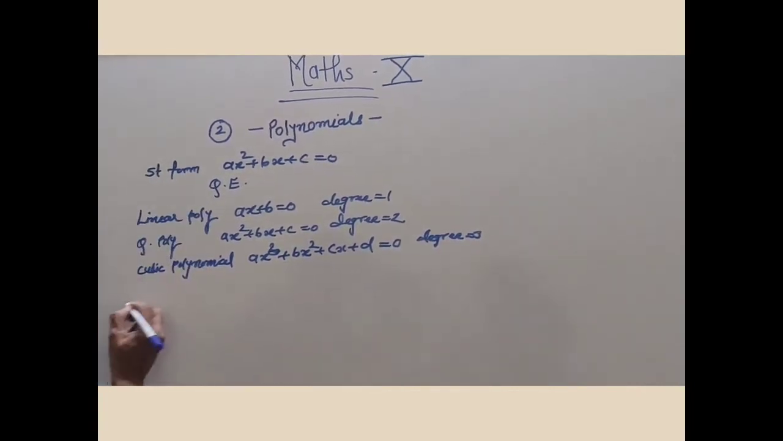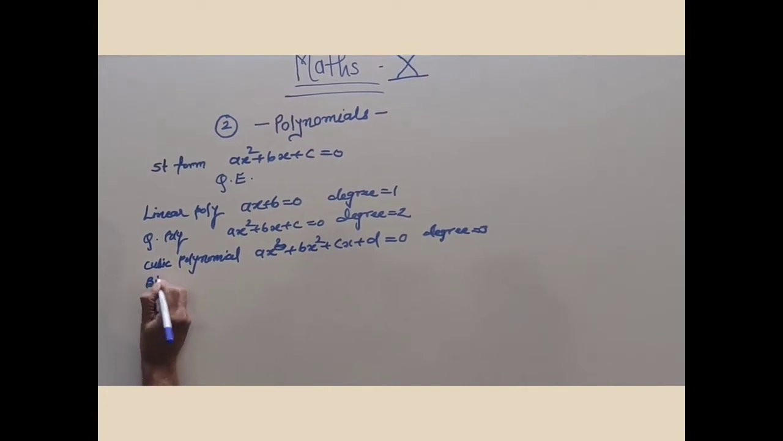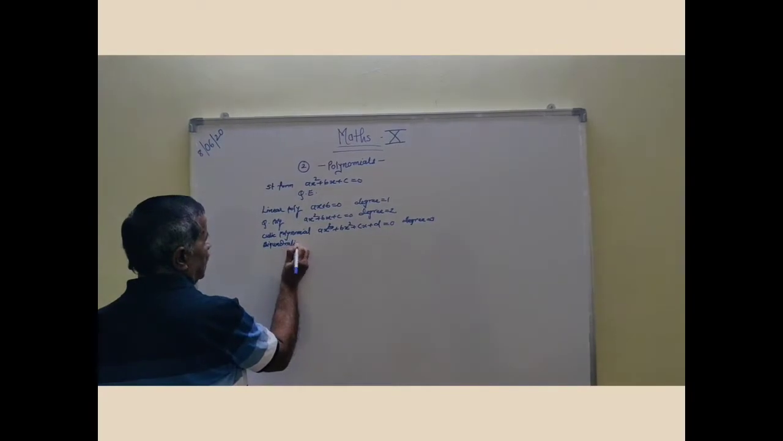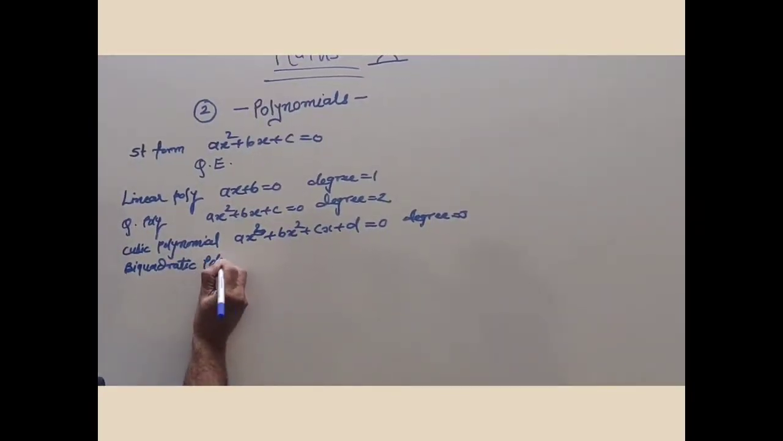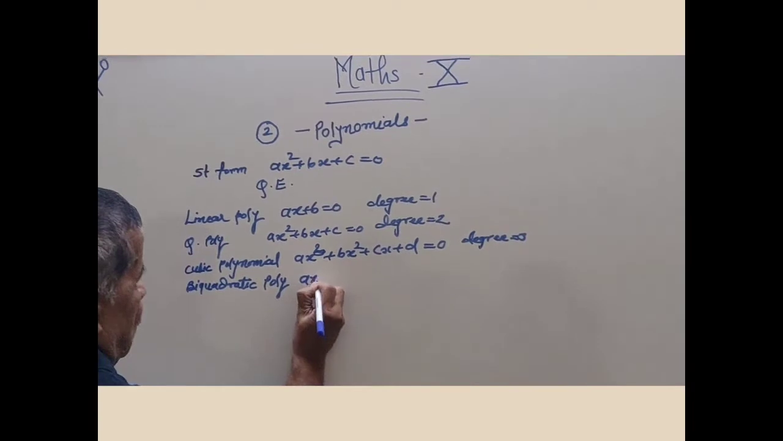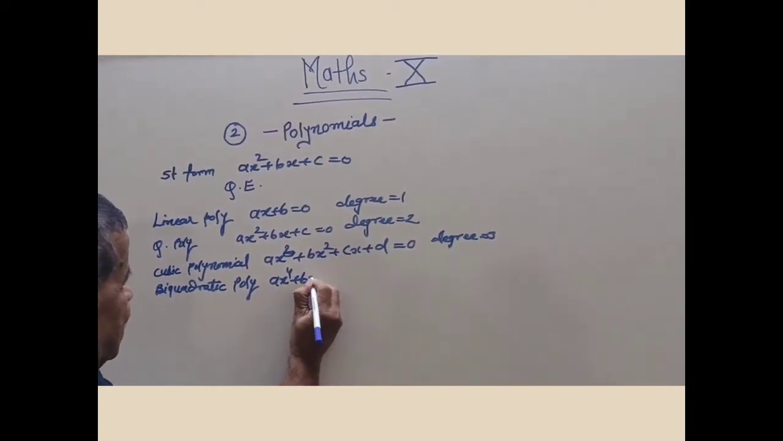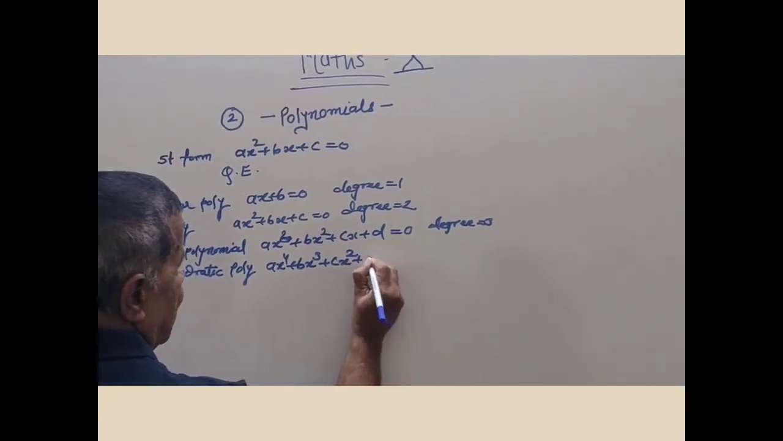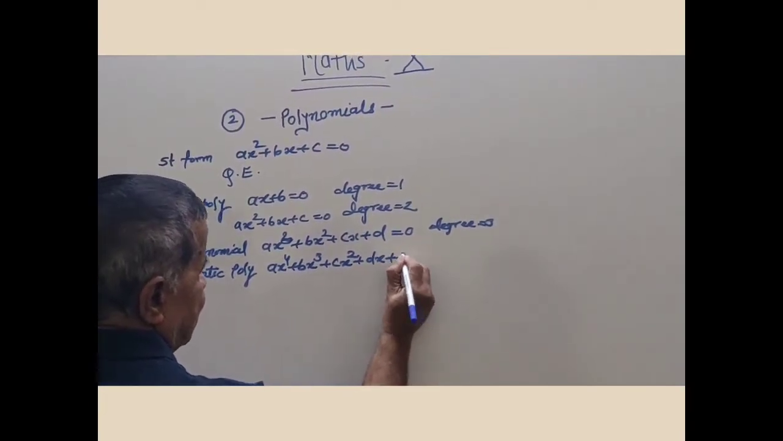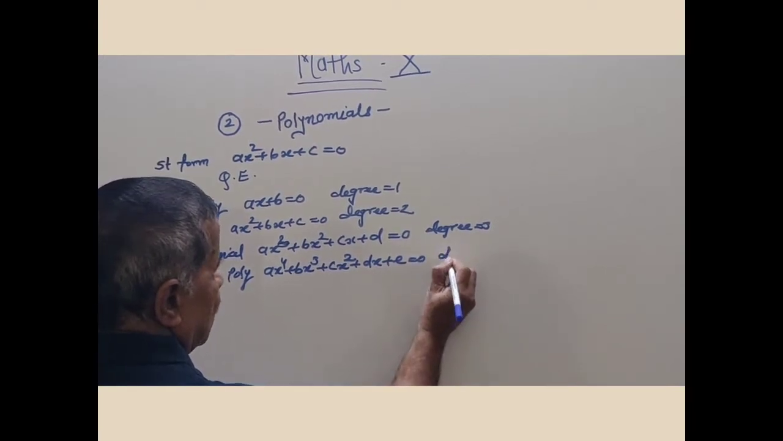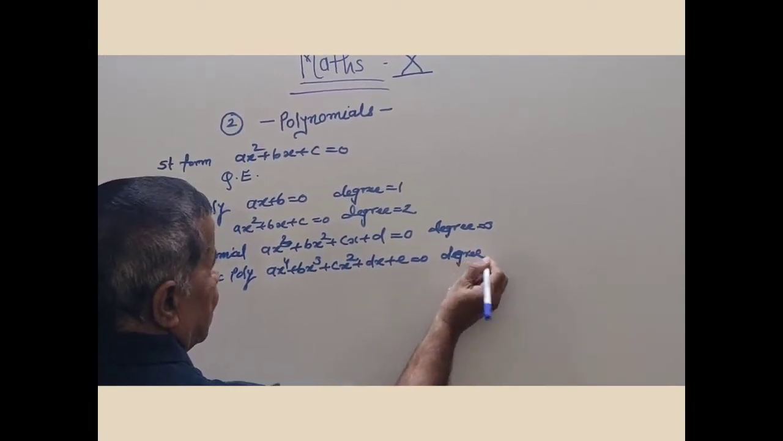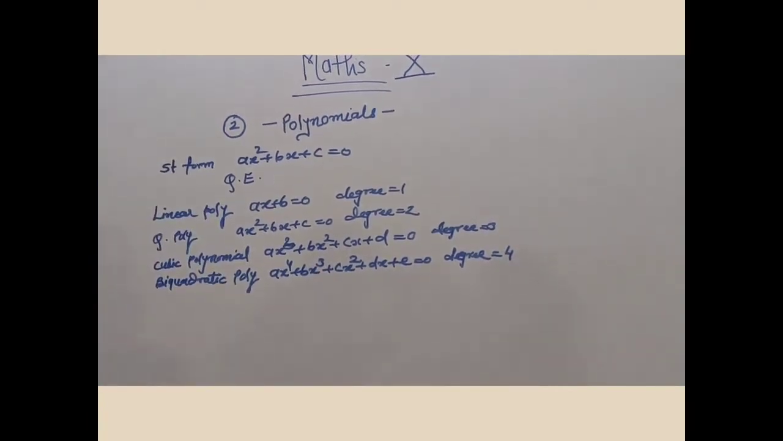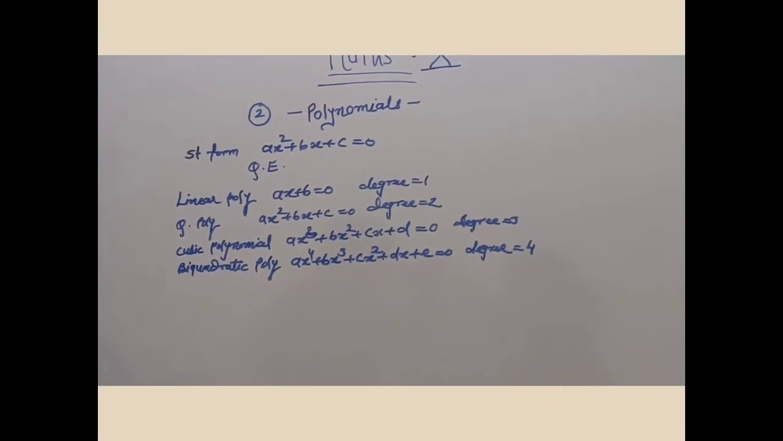Okay. Then biquadratic polynomial: ax to the power 4 plus bx cube plus cx square plus dx plus e is equal to 0. The degree is equal to 4. These are the different types of polynomials you have to identify.